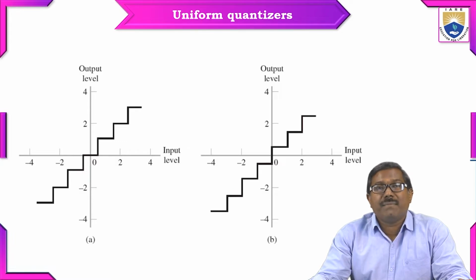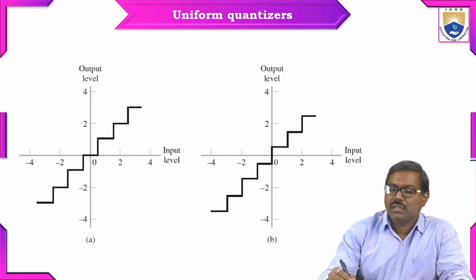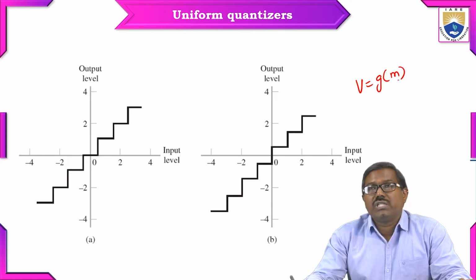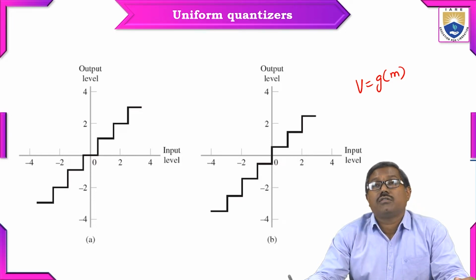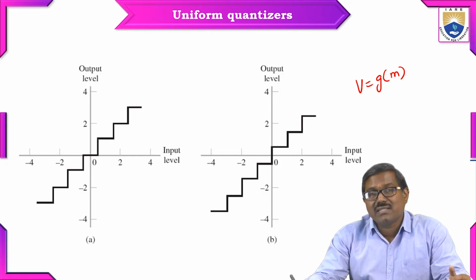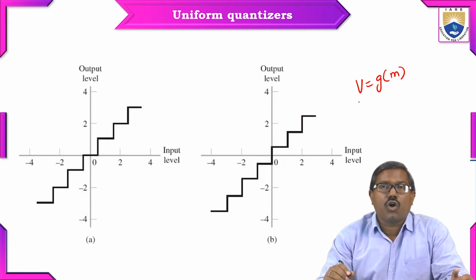One is mid-tread and another is mid-rise. Here this is the input-output characteristic of this quantizer. Here you can see the staircase approximation. Initially we said V is equal to G of M. Here V is the output. What is the output? When you give the sampled input to the quantizer, it produces that output V. So V is the output.